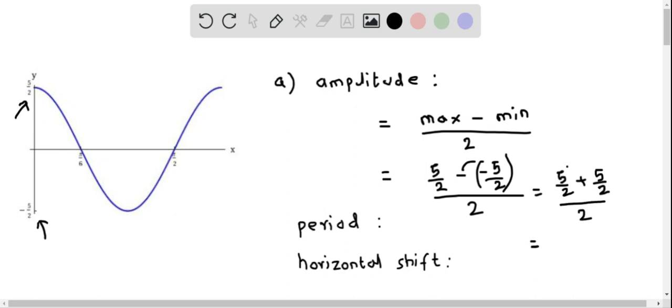So we get 5 by 2 plus 5 by 2 is 10 by 2, and this equals 5. So we have 5 in the numerator, and this is divided by 2. So therefore we say that the amplitude of this function is 5 by 2.